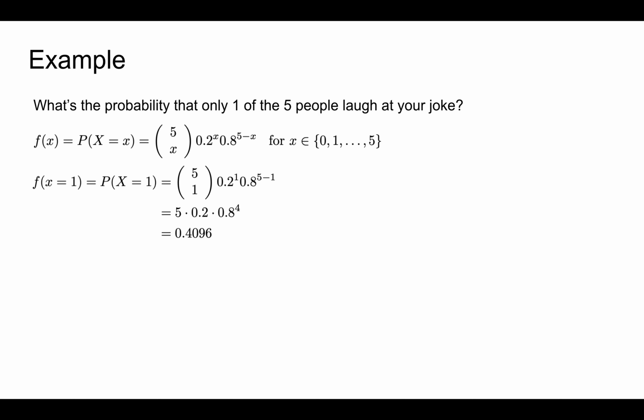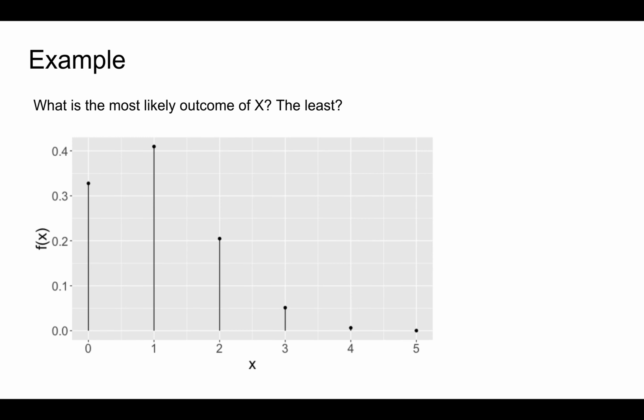We can similarly calculate the probability of any number of people laughing at the joke. This gives us an overall picture of the PMF of x, shown here. Comparatively, notice that it's most likely that one person laughs, with a probability near 0.41, as we just calculated on the previous slide. It's also relatively likely that nobody will laugh, that is, that x equals 0. At the opposite end, it's nearly impossible, with the probability near 0, that all 5 of 5 people will laugh.